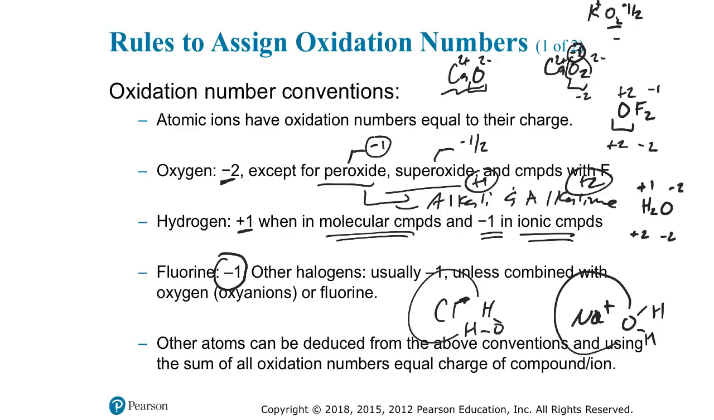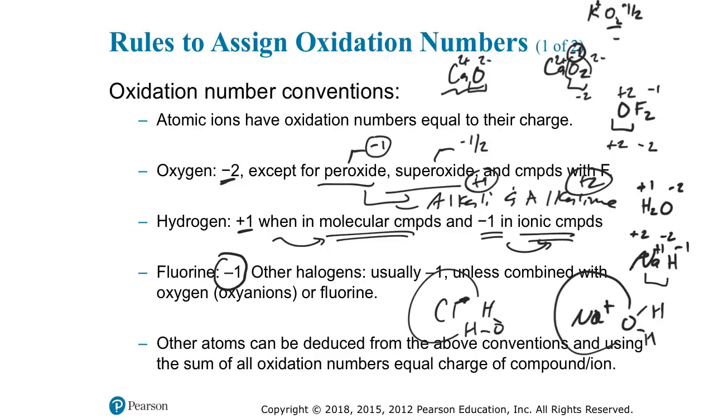Now contrast that with something like sodium hydride. Sodium hydride has a formula of NaH. Sodium's always +1. This is an ionic compound, metal, non-metal, so H goes to -1. So hydrogen is -1 in the case of compounds with metals, for ionic compounds, and +1 with non-metals in molecular compounds.